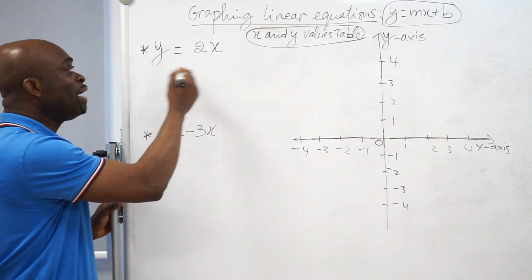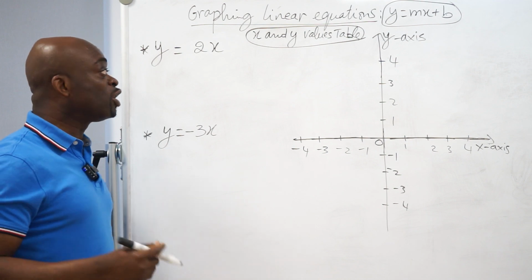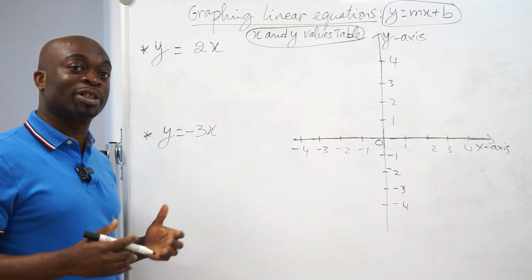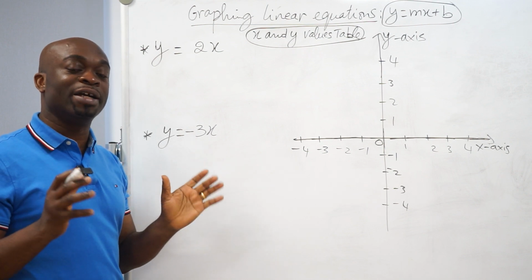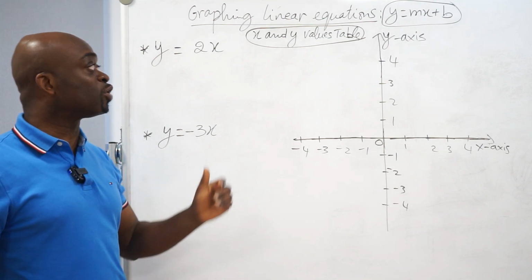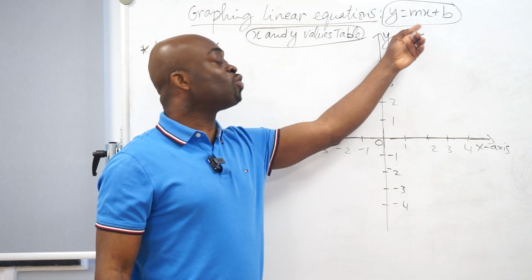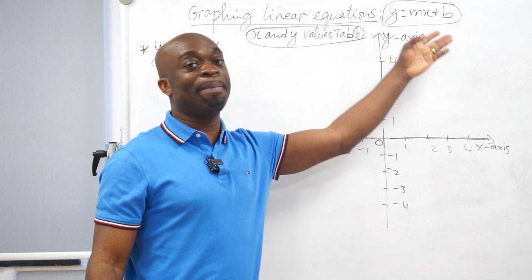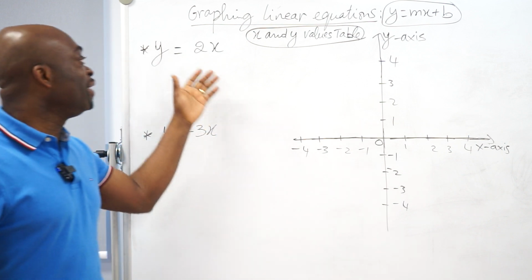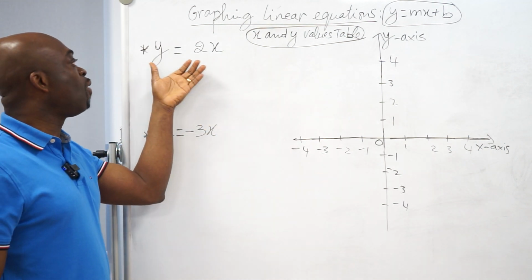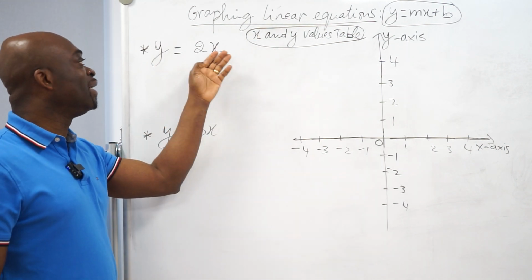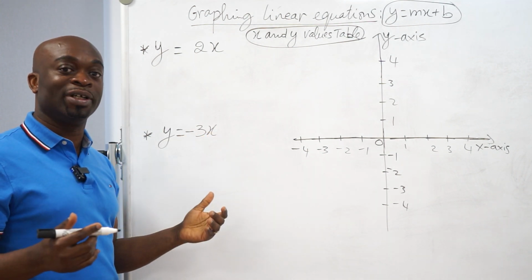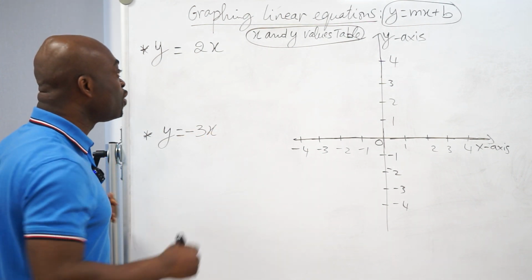So we have y equals 2x. We said we're going to use the x and the y values table. The first thing we got to make sure about, just to make life easy, because it's not all the time like that, is to leave your equation in this format, which is y equals mx plus b. Now, in this case here, we have y equals 2x, so the 2 is the m, and then nothing after that. So that means the b is 0 in this case.